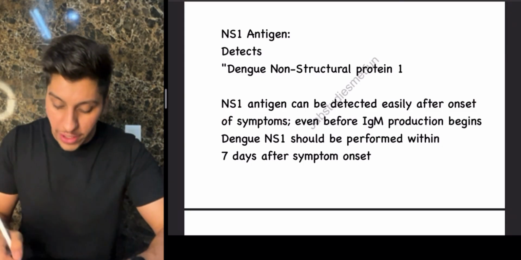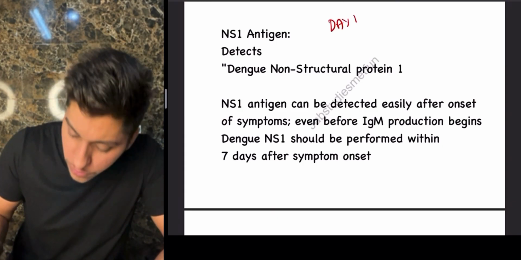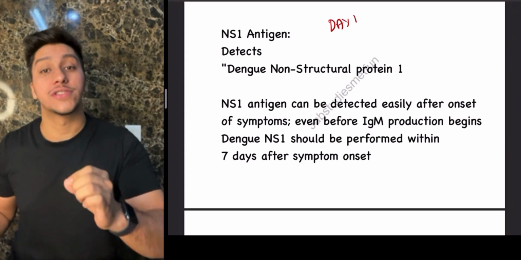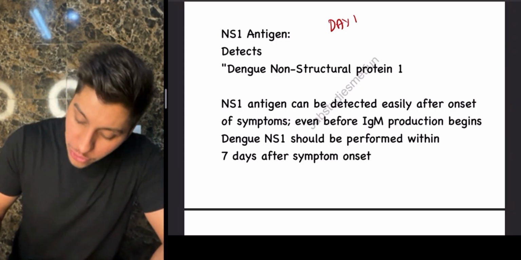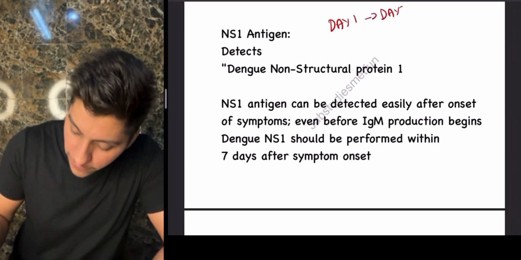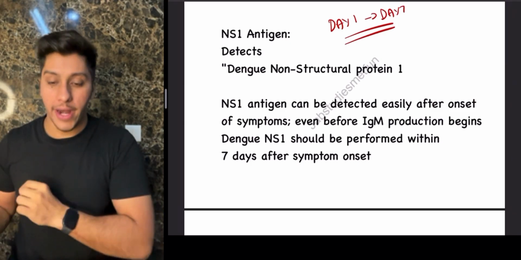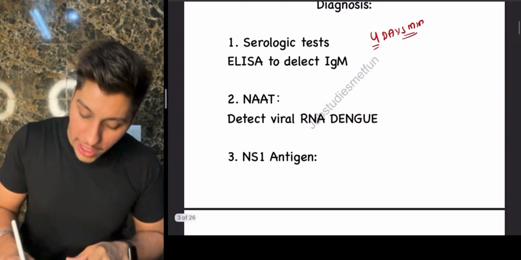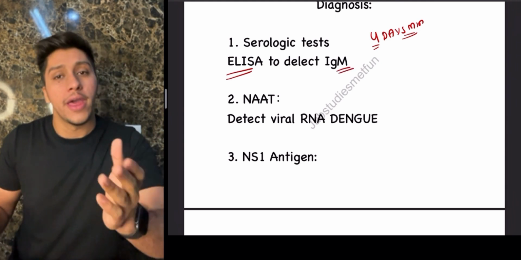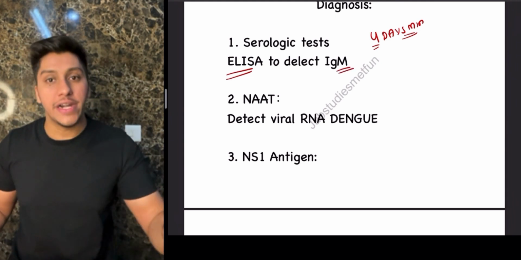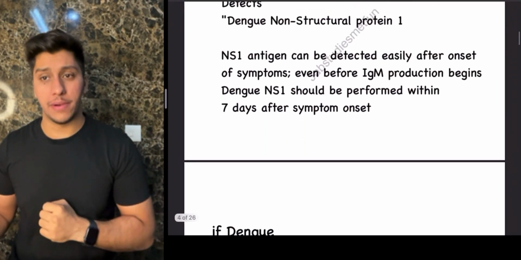So make sure whenever you do NS1 antigen, it is going to be from day 1. Day 1 of what? Day 1 of onset of symptoms, the fever, the joint pains, that time. So day 1 up to day 7. During these days especially, you can detect using the NS1 antigen. While, if you remember, just now we talked about ELISA, which is serology for IgM, can start from day 4, and after that, even after 8 days, 9 days, you can also do this test because the antibodies are already built.